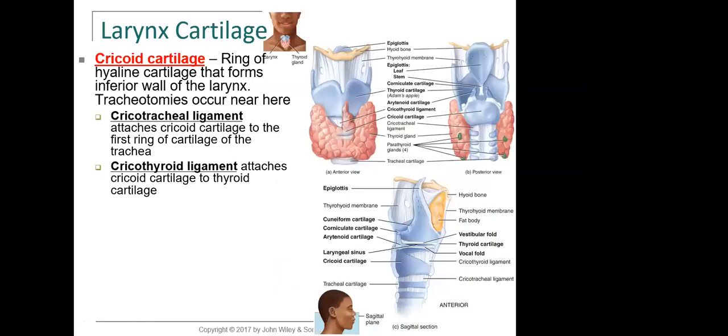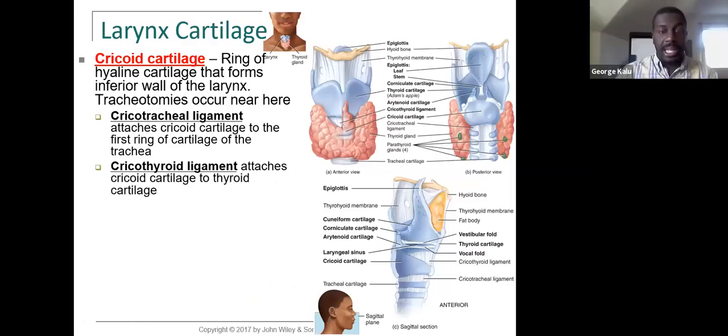So now the next piece of cartilage that we're going to see is called the cricoid cartilage. The cricoid cartilage is a ring of cartilage underneath the thyroid cartilage, and more posterior as well. If someone needs a tracheotomy, let's say they're in the hospital and they need an airway to be opened up because all the airways are closed, the cricoid cartilage is near where a tracheotomy would take place, right up underneath the Adam's apple.